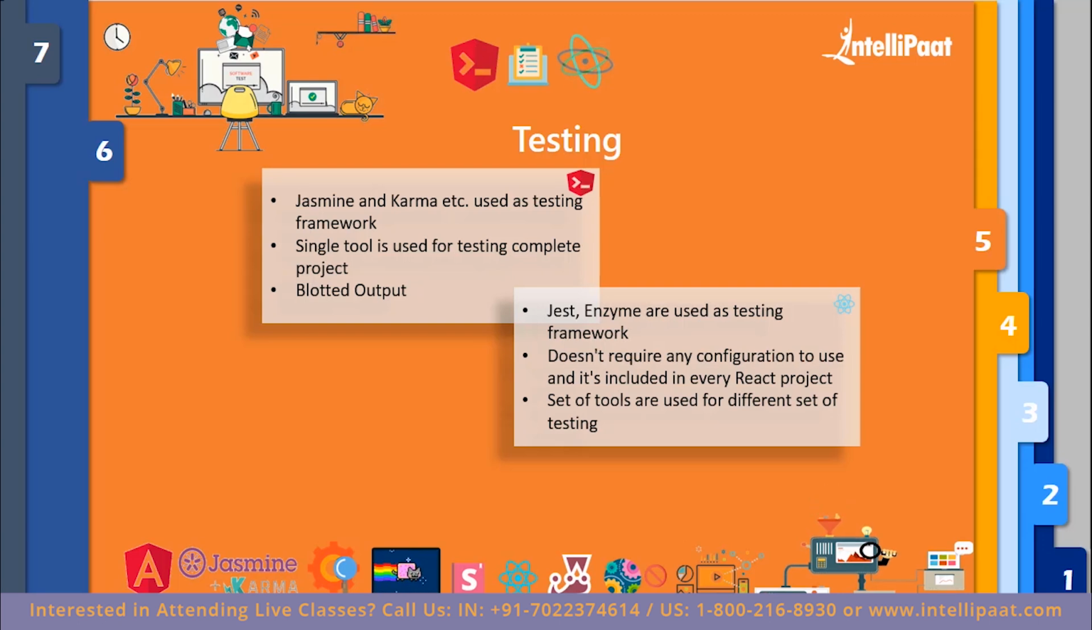Whereas Facebook uses the Jest tool to test its React code, right? One additional benefit of this tool is that it does not require any configuration to use and it is included in every React project. Jest also contains a powerful mocking library. Most of the time, Jest is used in combination with Enzyme, which is a JavaScript testing utility, also used at Airbnb. So in React.js, a set of tools are used for performing different kinds of testing.